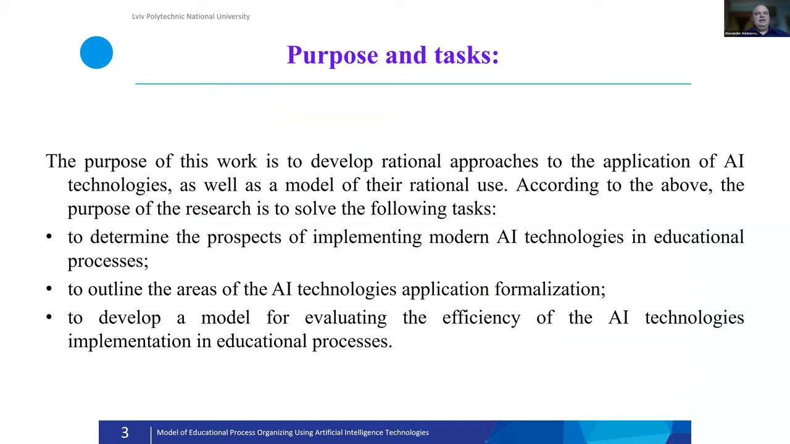The purpose and task of this work is to develop rational approaches to the application of artificial intelligence technologies, as well as a model of rational use. According to the above, the purpose of our research is to solve the following tasks. First, to determine prospects of implementing modern AI technologies in educational processes, to outline the areas of AI technologies application formalization, and to develop a model for evaluating the efficiency of AI technologies implementation in the educational process, because if we implement something, we need to see that efficiency.